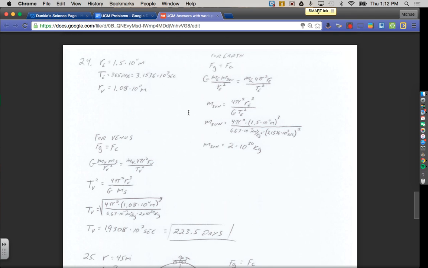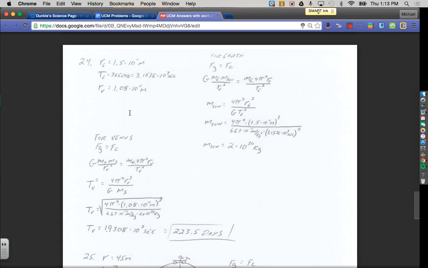Here are numbers 24 and 25 on your gravity and uniform circular motion review. Number 24, the Earth orbits the Sun once per year at a distance of 1.5 times 10 to the 11th meters. Venus orbits the Sun at a distance of 1.08 times 10 to the 11th meters. These distances are between the centers of the planets. You don't have to add any radii in here. I was trying to make it easier for you. So we want to know how long in Earth days it takes for Venus to orbit the Sun.